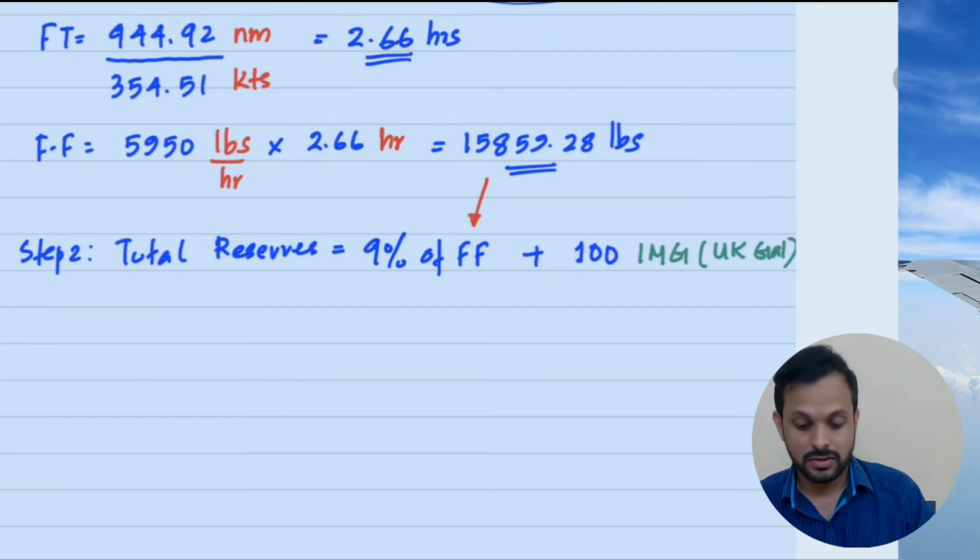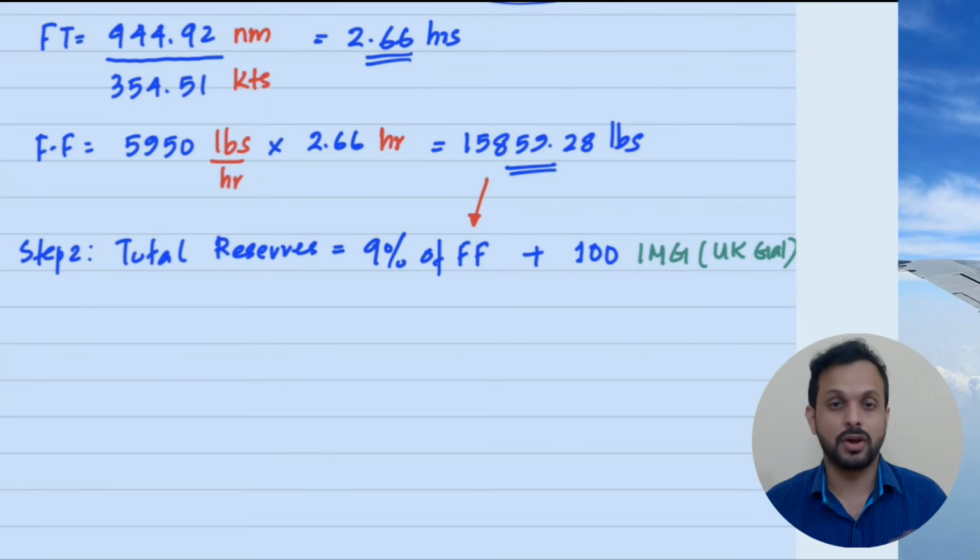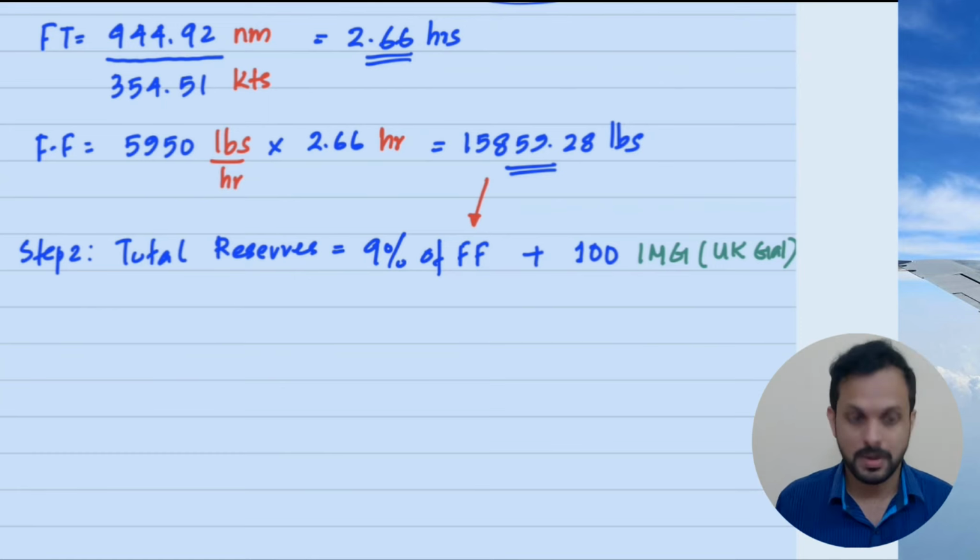Now you can see we are trying to add 9% of flight fuel, which is in pounds, with 100 volumes of fuel. So it's mass and volume. So basically we need to make the unit same, and as I said, since the options are in pounds, we would like to retain the answer in pounds. Let's find out what 9% of flight fuel would be first.